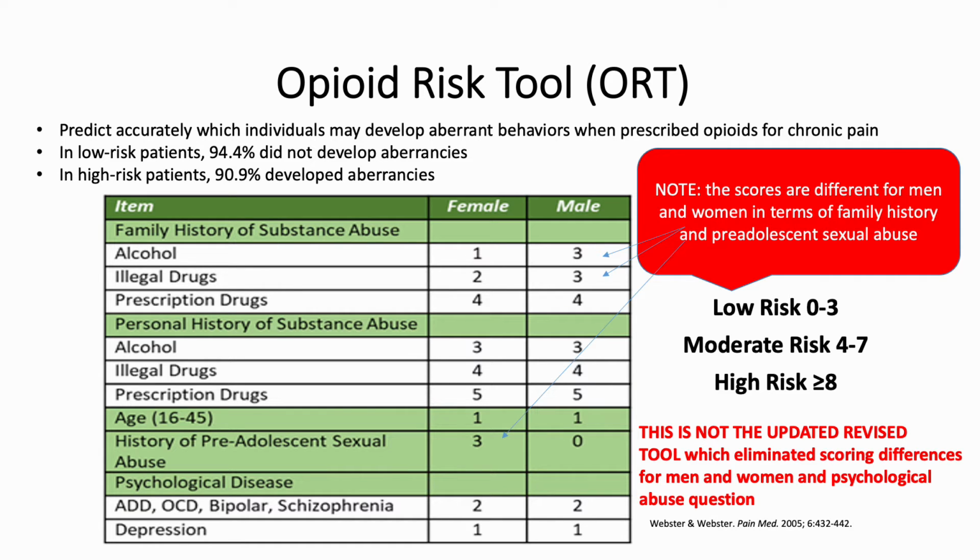The challenges with this tool, as you'll see, like if you had a history of pre-adolescent sexual abuse, if you were a female, you got a score of a 3. If you're a male, none. And again, for alcohol and illegal drugs, you got scored higher if you were a man versus a woman in terms of family history. But this is what we are using in our medical record.